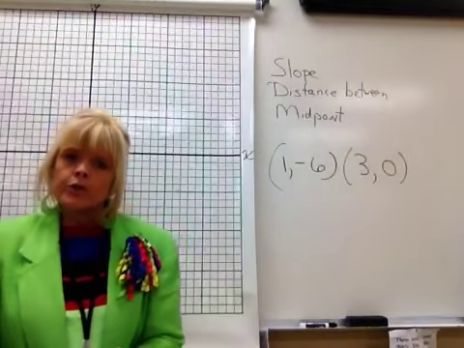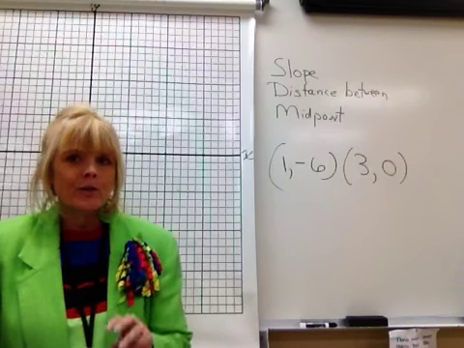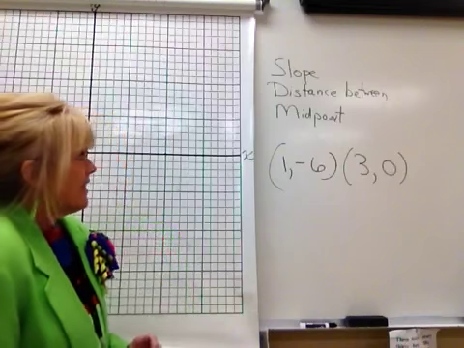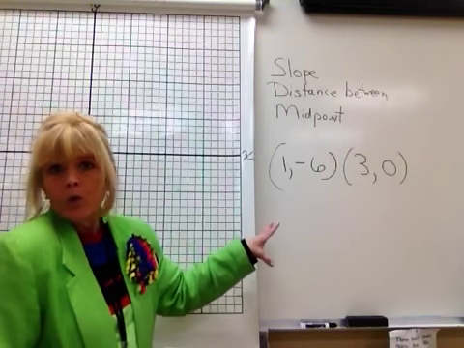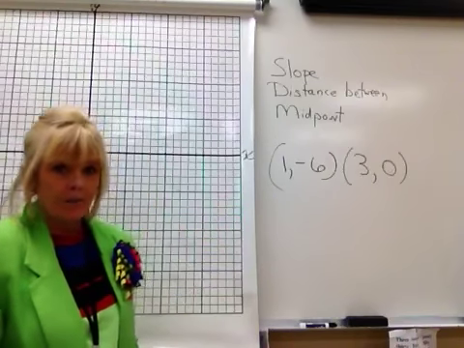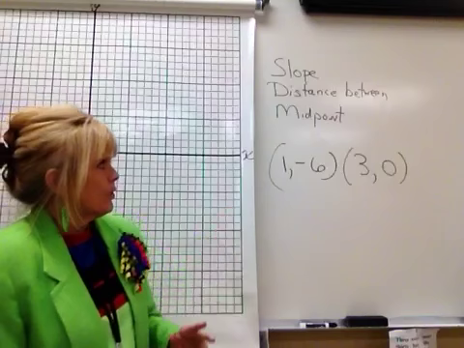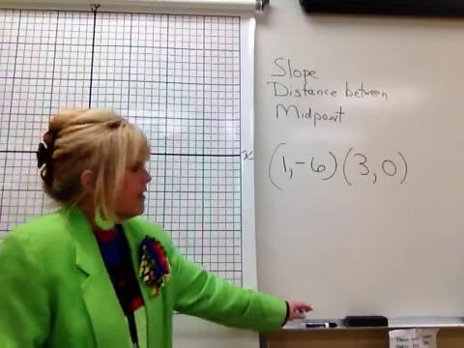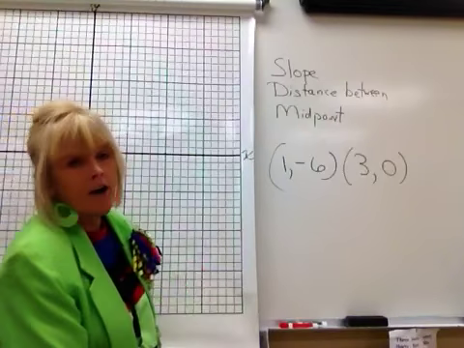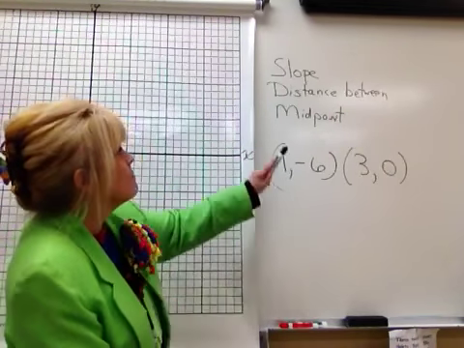Hello. In order to graduate from high school or go to college, you have to know how to do 3 problems that are very confusing. If you are given 2 coordinate pairs of points on a line, (1, -6) for example, and (3, 0), you will be asked to find the slope of the line going between those two, the distance between the 2 points, and the midpoint.